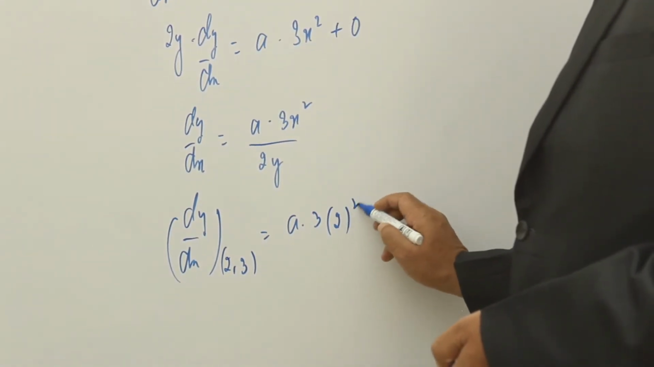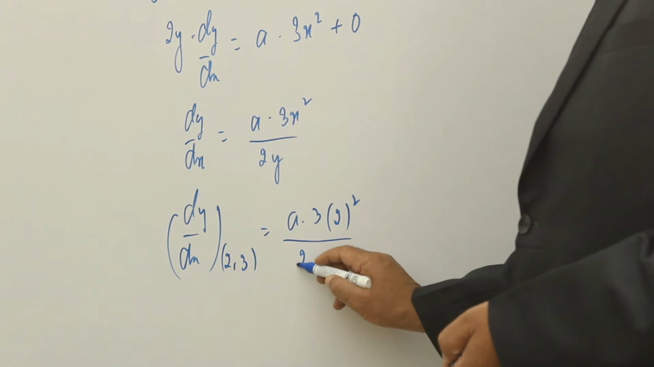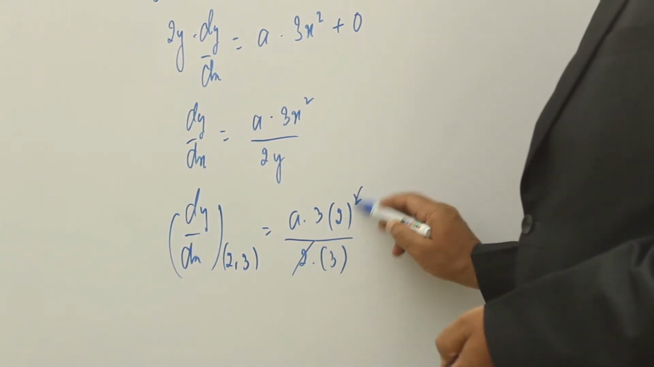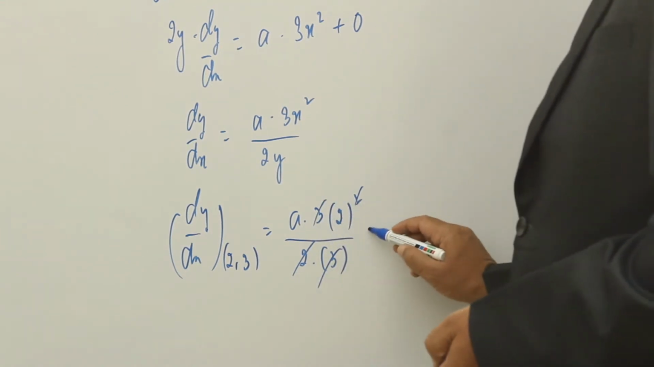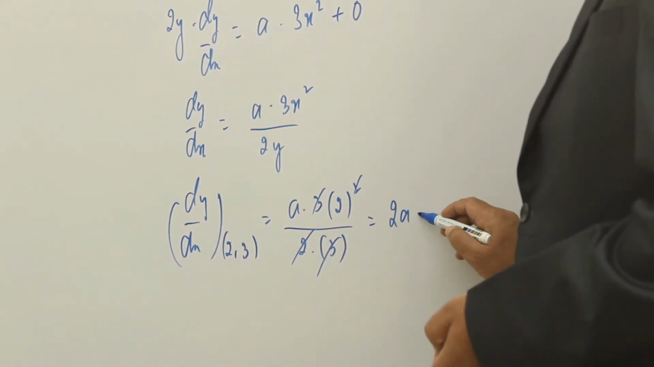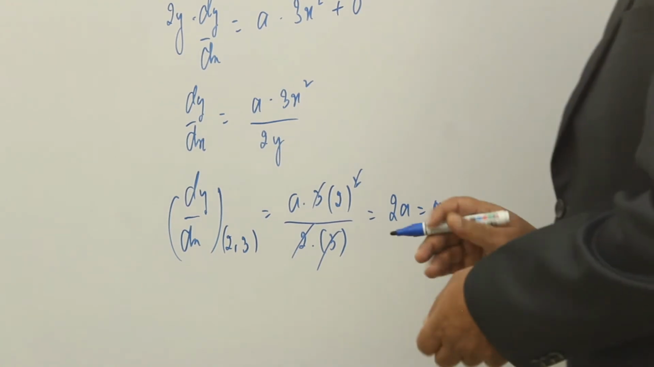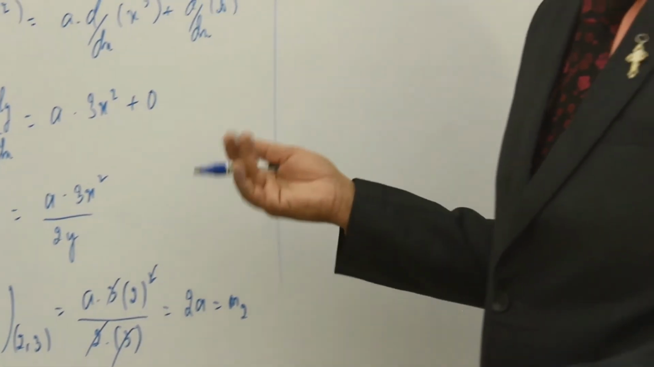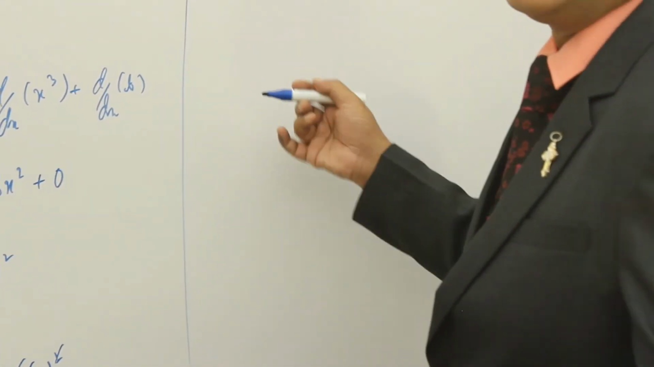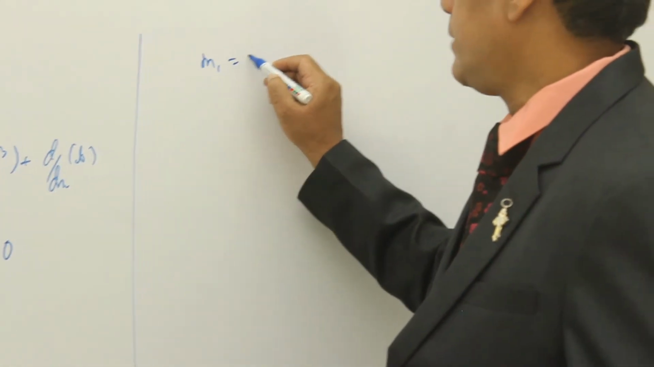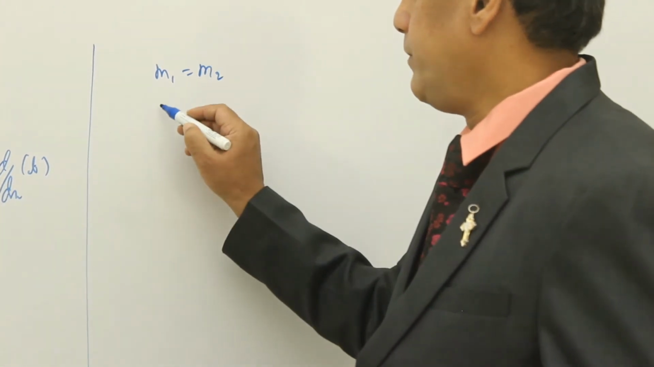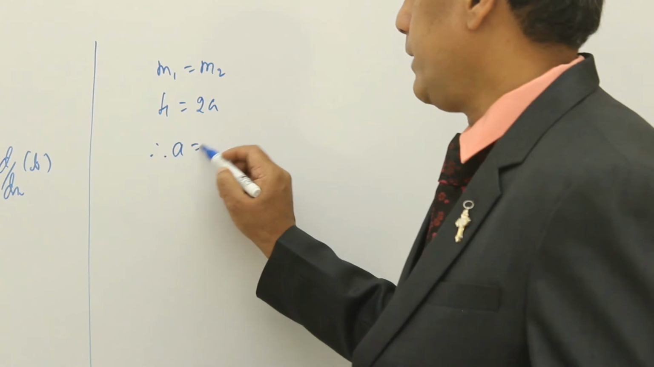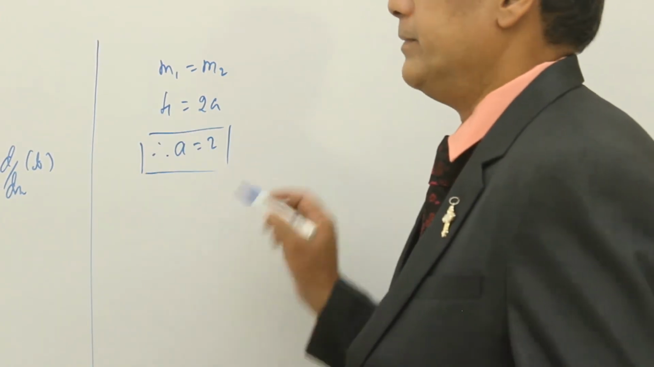is nothing but 2 square divided by 2 into y, which is 3. So this 1 2 and 1 2 goes, the 3 and 3 goes. Therefore this will become 2a. That is the second slope, m2. That is the slope with respect to the curve of the tangent itself. So slopes of the tangents are equal, they are same. So therefore m1 is equal to m2. m1 is nothing but 4. 4 equal to 2a. So therefore a equals 2. So you found this value.